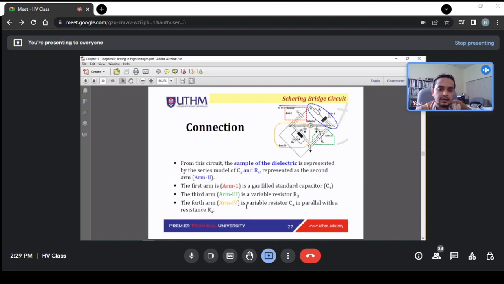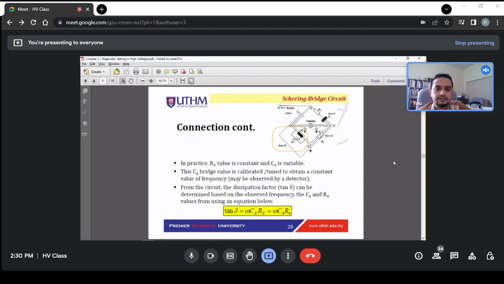The idea of these variable components is for us to change the values in order to balance the detector, so we don't have fixed values. Sometimes the current is very low, and we have to increase or decrease accordingly. So at least you know the arrangement, or the circuit diagram, of the Schering bridge to conduct the non-destructive insulation test, or we use it for tan delta to know the deterioration of the insulation values.